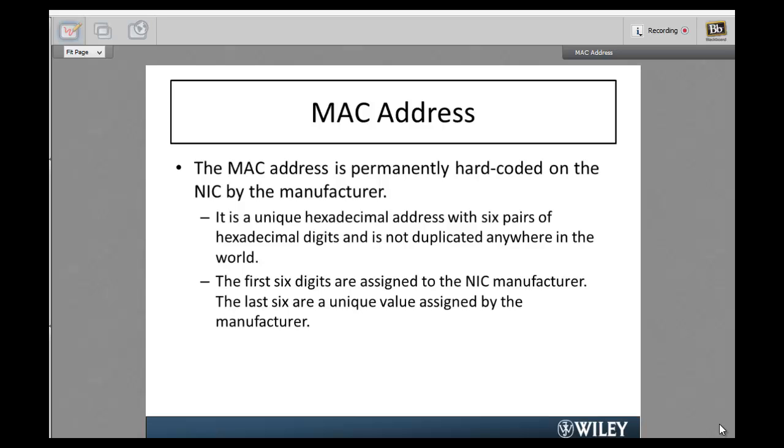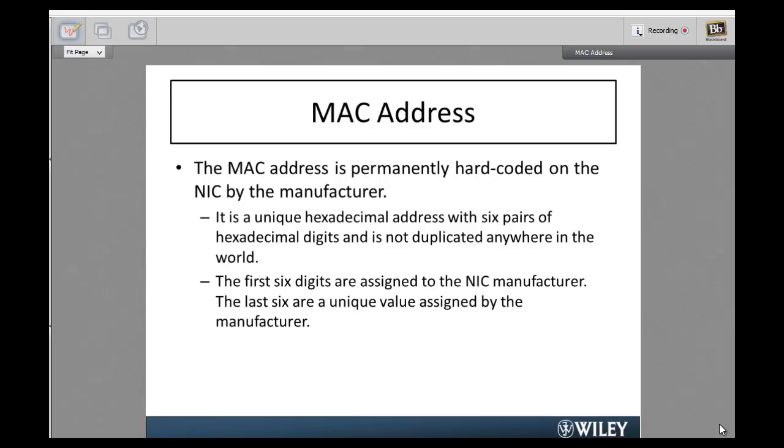It's a unique hexadecimal address for the MAC. It should be unique because it's given as an ID to every computer in the world. If two computers have the same MAC address, there will be a big problem.